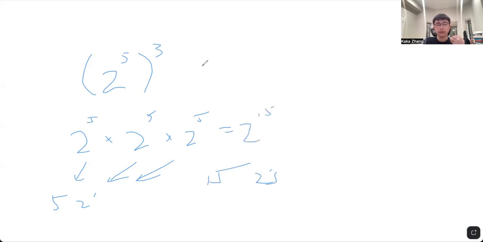You might notice that 15 is 3 times 5, but that is essentially how you transition from addition to multiplication, I guess.